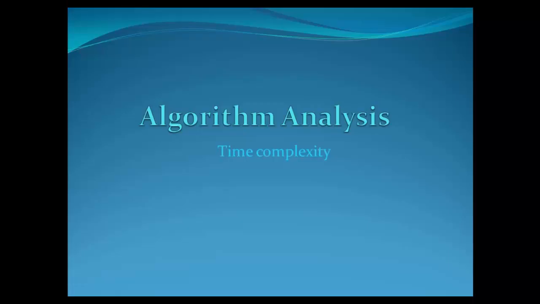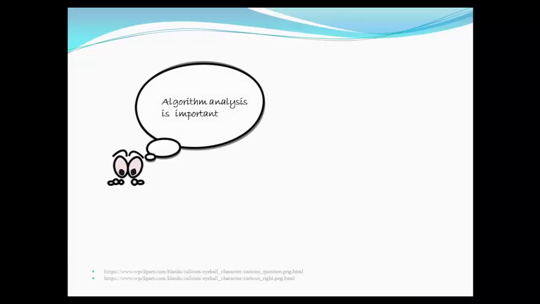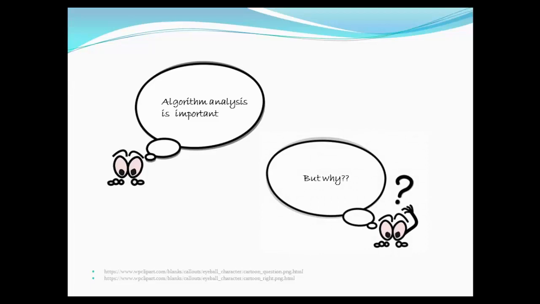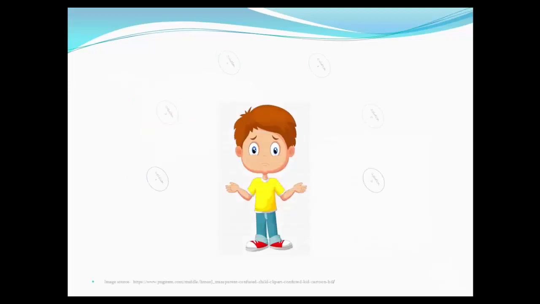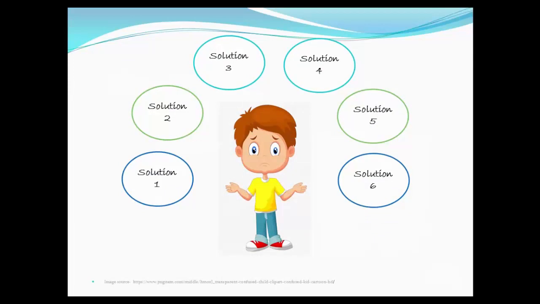Algorithm analysis, the most important thing in terms of using algorithm. Let's try to figure out why. We all know that algorithm is a step-by-step solution of any solvable problem. Just think for a while, most of the time we have multiple solutions for a single problem. But we always choose a particular one over multiple solutions which suits our demand and situation.